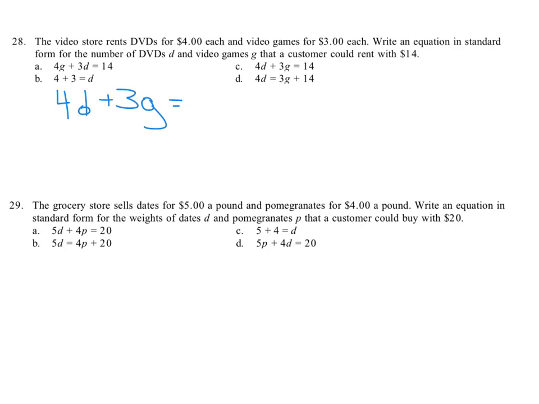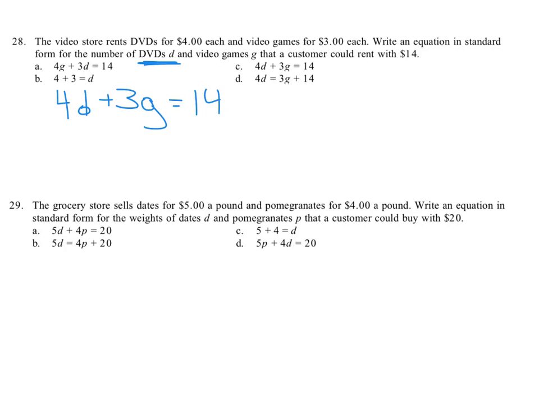And if you do that, the customer, they want to find out what you could rent in DVDs and video games with $14. So that amount has to come to $14. So you got 4D plus 3G equals 14. And just notice that if they're telling you that DVD stands for D, then the value of each DVD, 4, has to be the coefficient.